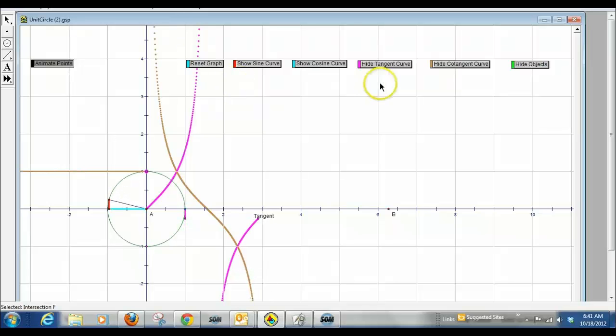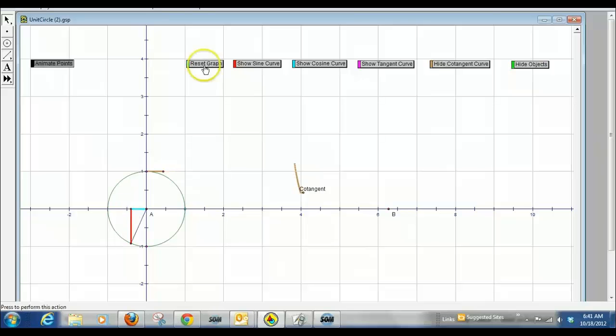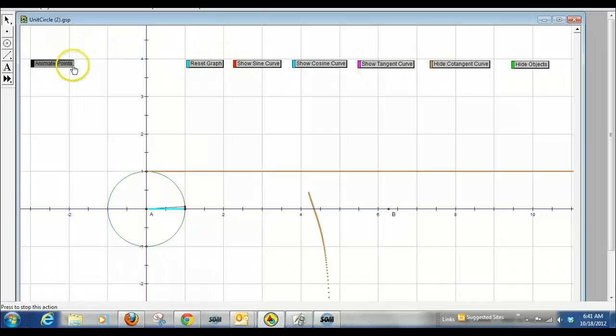Oops, I'm graphing both of them. That's confusing. Now I'm hiding the tangent one. Let's reset that. This is all because Mr. Bowen walked in. I'm going to animate the points.